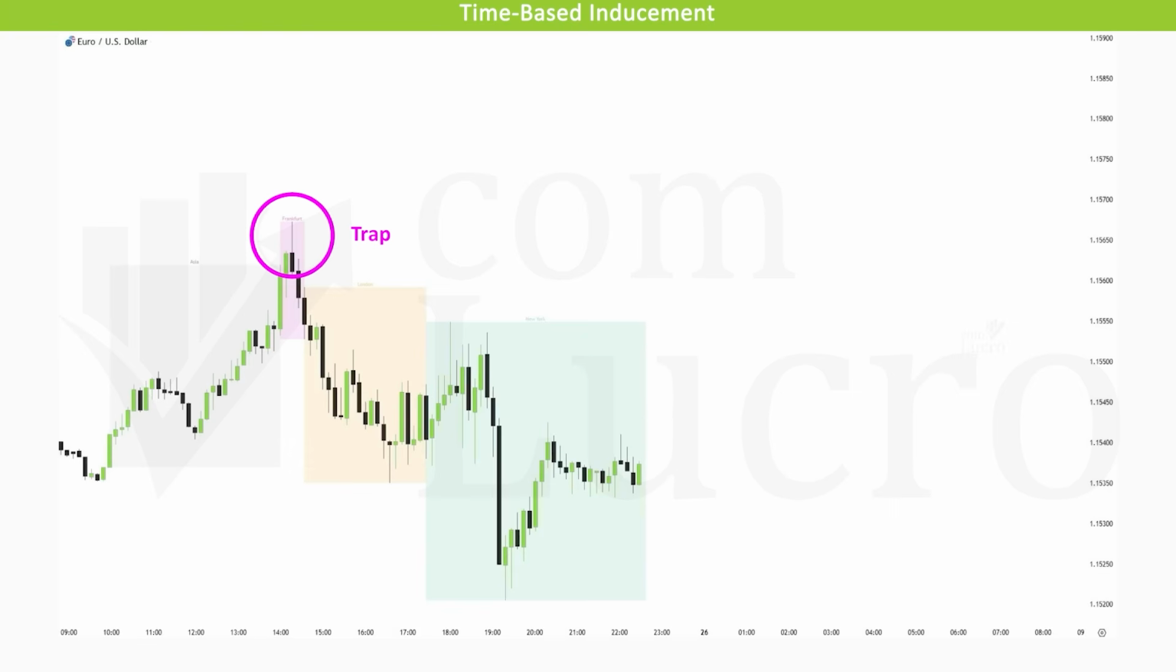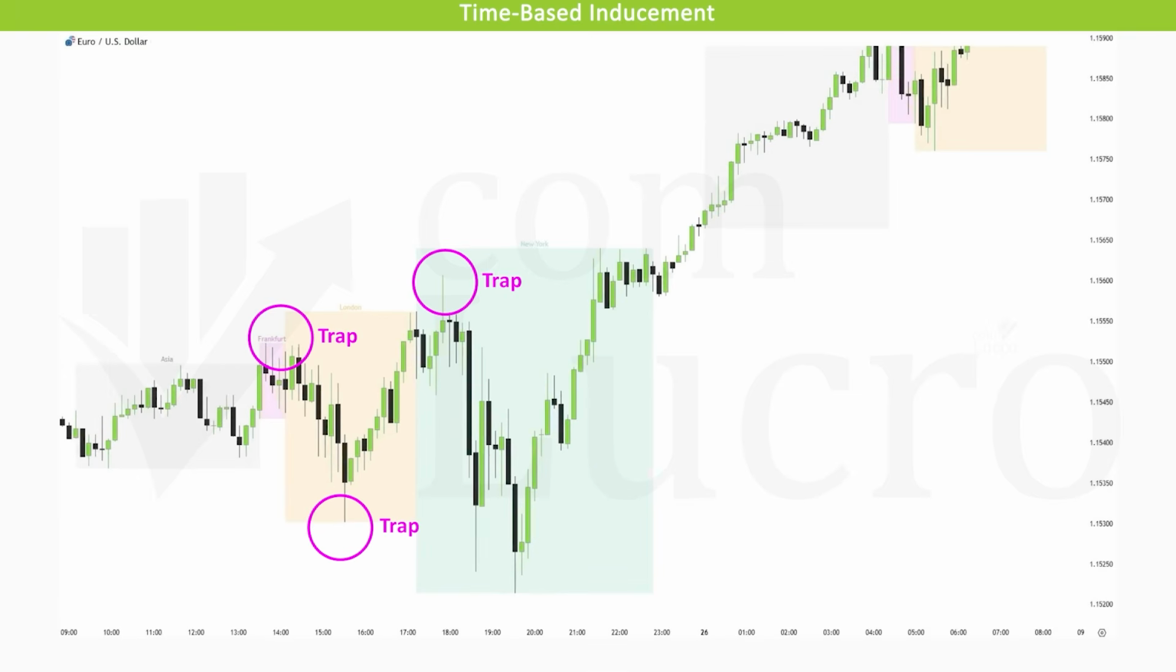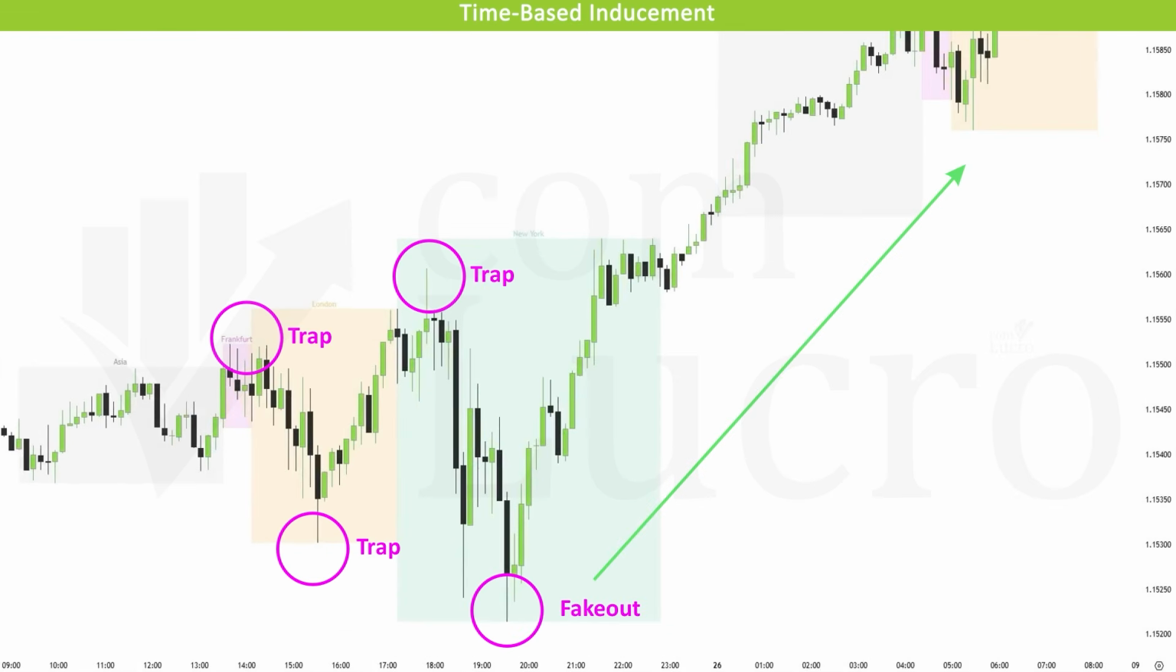At this point, you may be wondering why this type of inducement occurs so frequently. The answer lies in what happens during major session openings. Several important factors come together at the same time. Fresh liquidity enters the market. New order flow is injected into price almost instantly. Retail participation increases significantly, and smart money takes advantage of these conditions to manipulate price, create a misleading move, trap traders on the wrong side of the market, collect liquidity, and then deliver the true move that was planned from the beginning.